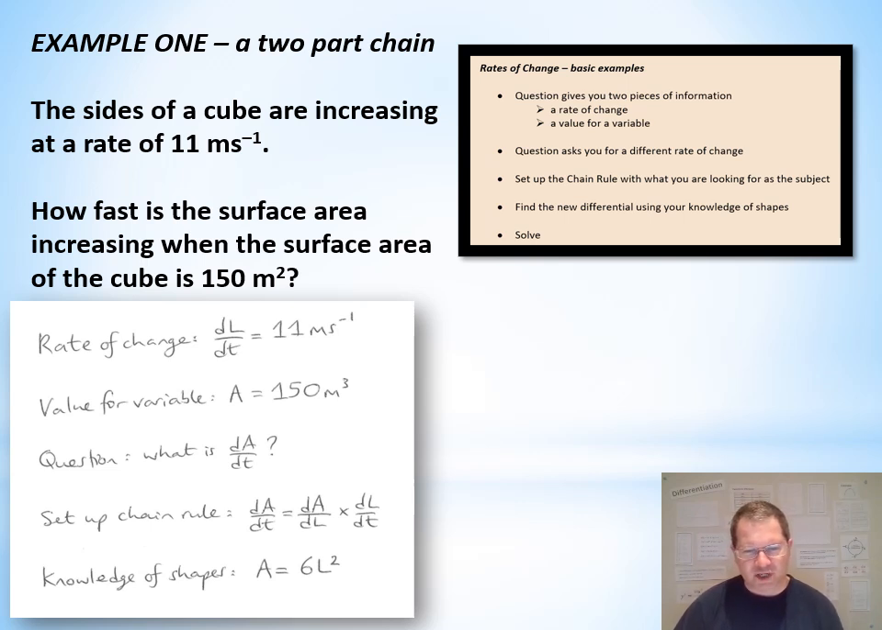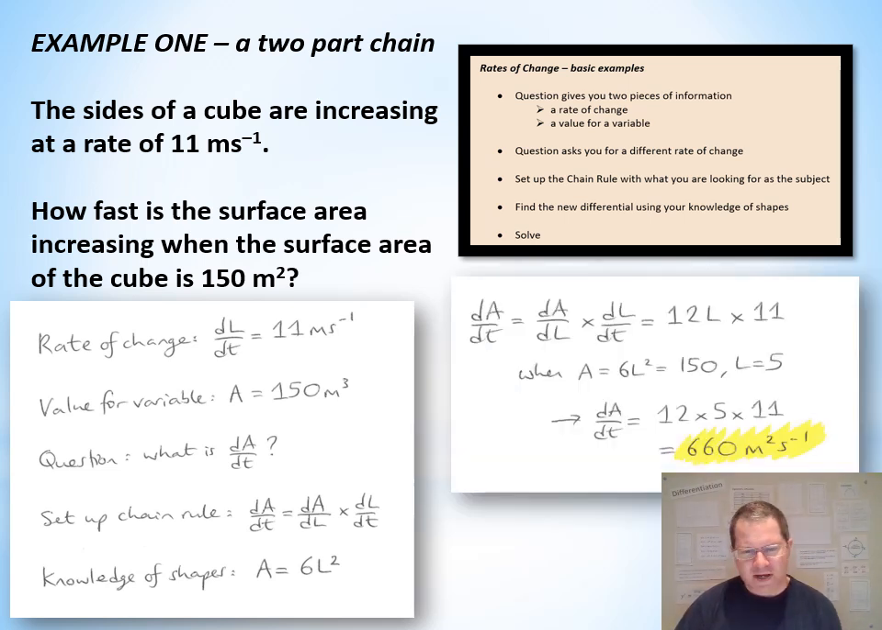So in terms of knowledge of shapes, if we want to find dA by dL, then that means we need to know what the surface area is so that we can differentiate it. And we want it in terms of L. And for a cube, the surface area would be 6L squared. Each face on the cube is L squared, and there are 6 of them. So if A equals 6L squared, that means that dA by dL will be 12L. So that means that dA by dt is going to be 12L times 11, which is the same, of course, as 132L if we wish.